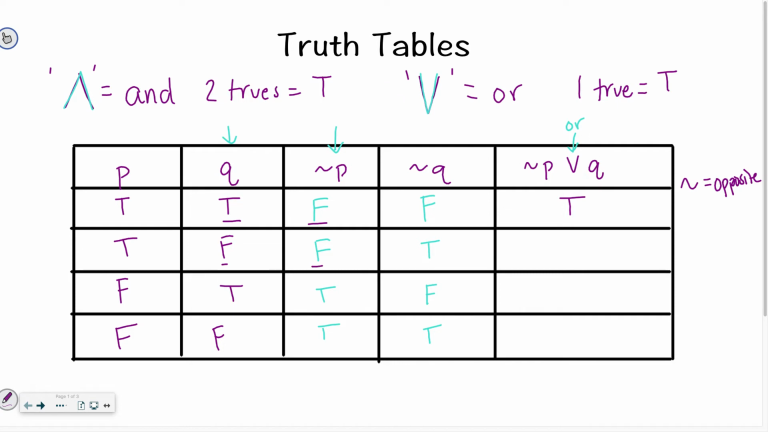Here I have a false and a false. I don't have at least one true, so that means it is false. Here I have a true, true. I have at least one true, so that is true. Here I have a false, true. That means I have at least one true, so the whole thing is true. Okay, so that's the first glimpse into a truth table.